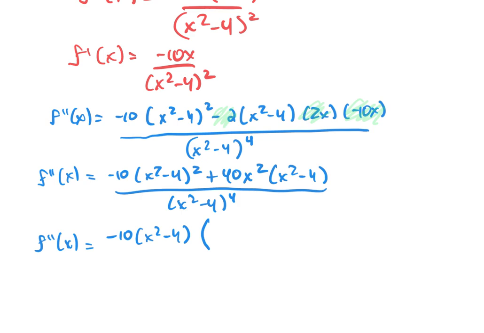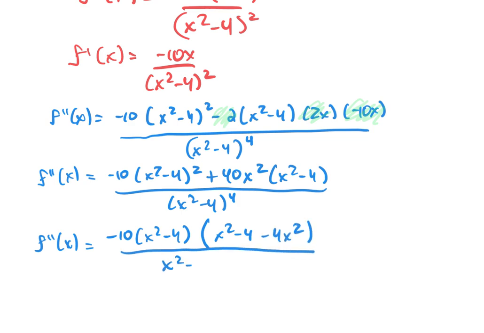So what does that leave me with here? When I take away the negative 10 and the x squared minus 4, it leaves me with just the x squared minus 4 there. Now what does it leave me with over here? Well, that's gone because I factored that out. So when I divide 40x squared by this negative 10, that leaves me with a minus 4x squared.